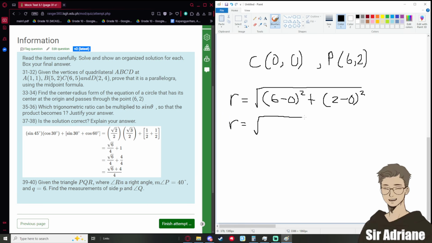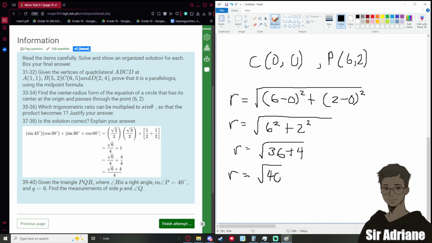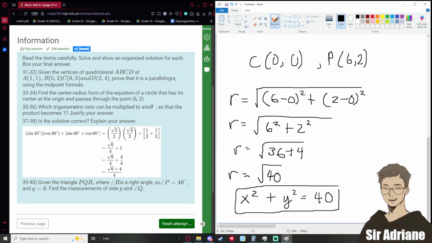So r is equal to the square root of 6 squared plus 2 squared. So r is equal to the square root of 36 plus 4, and 36 plus 4 is equal to 40. So the radius is square root of 40. No need to simplify that because what we're being asked here is the equation, and in the equation, we need to square the radius. So applying now the standard form, we have x squared plus y squared is equal to r squared. And the square of square root of 40 is simply 40. And this is our final answer.